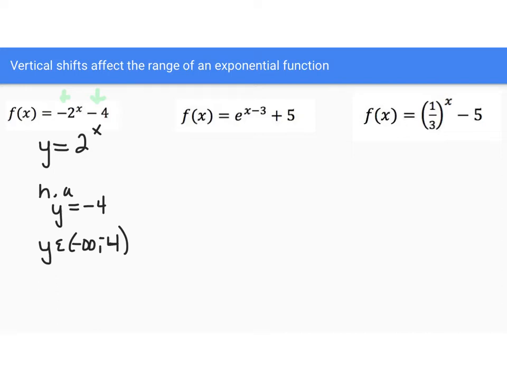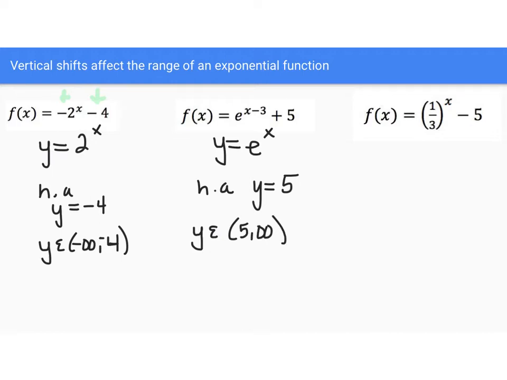The second function has a parent function of e to the power of x. And remember, e is about 2.718. It is an irrational number stored in your calculator. This function has been shifted 3 units to the right and 5 up. That means the location of your horizontal asymptote is at y equals 5. And this graph is above the asymptote, so your range is y is an element from 5 to infinity. Again, we want to make sure we're using parentheses here so we acknowledge that horizontal asymptote.